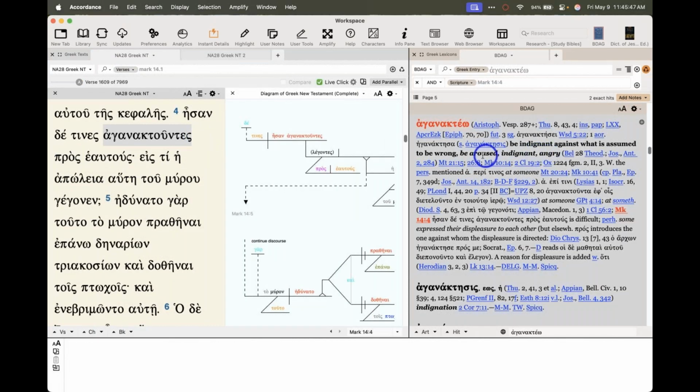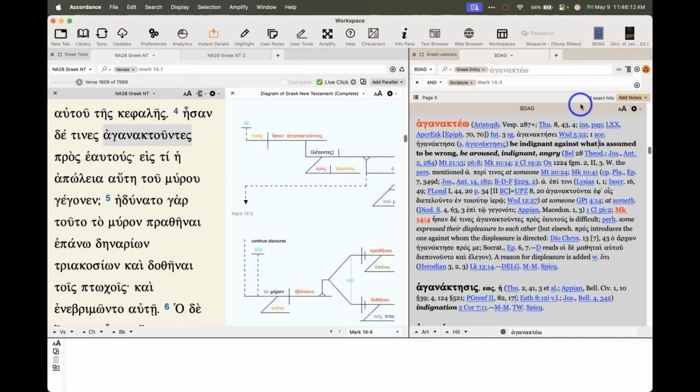But BDAG gives us, for a translation equivalent, be aroused, indignant, angry. So those are translation equivalents in bold and italics. That's how BDAG formats that. And so that's to really help you as a translator and say, here's a gloss. But then the full definition of BDAG is be indignant against what is assumed to be wrong.